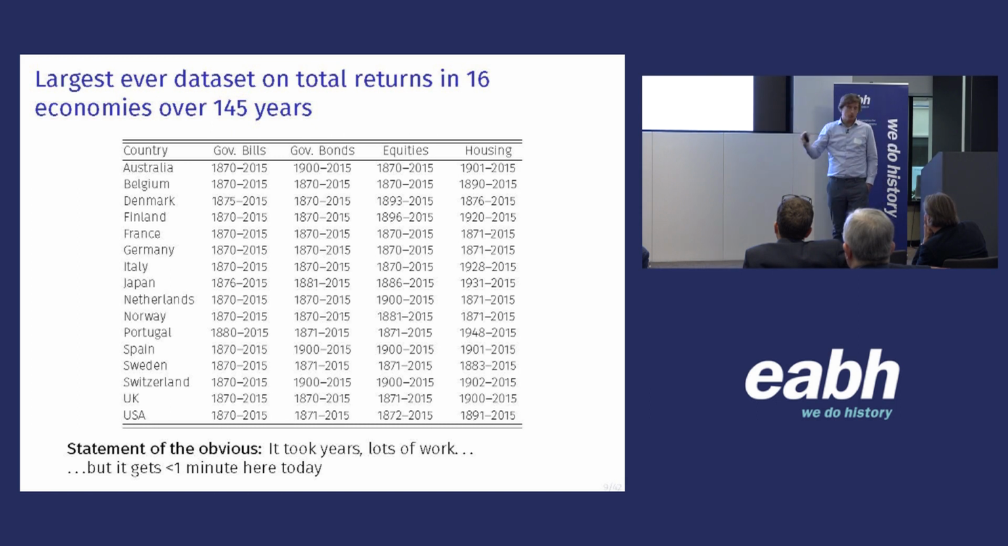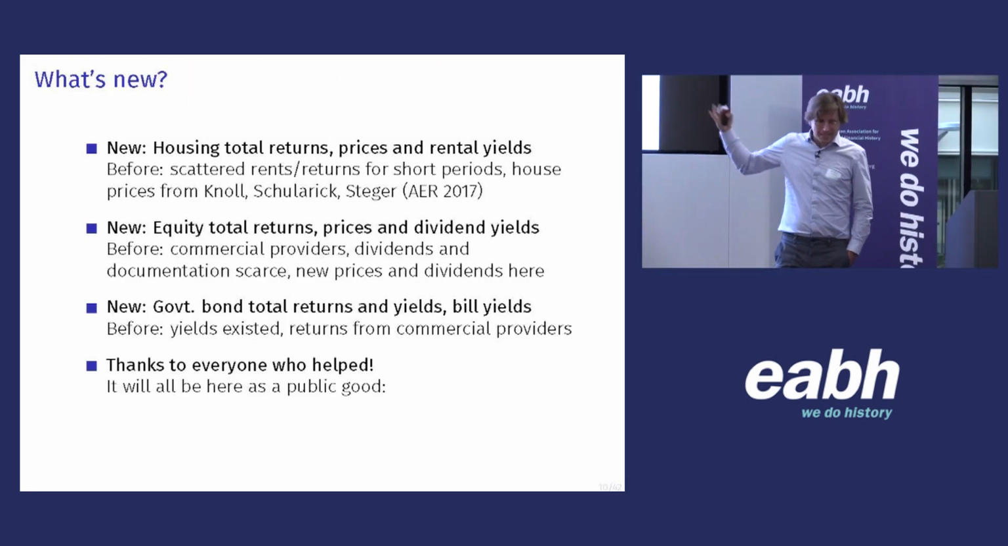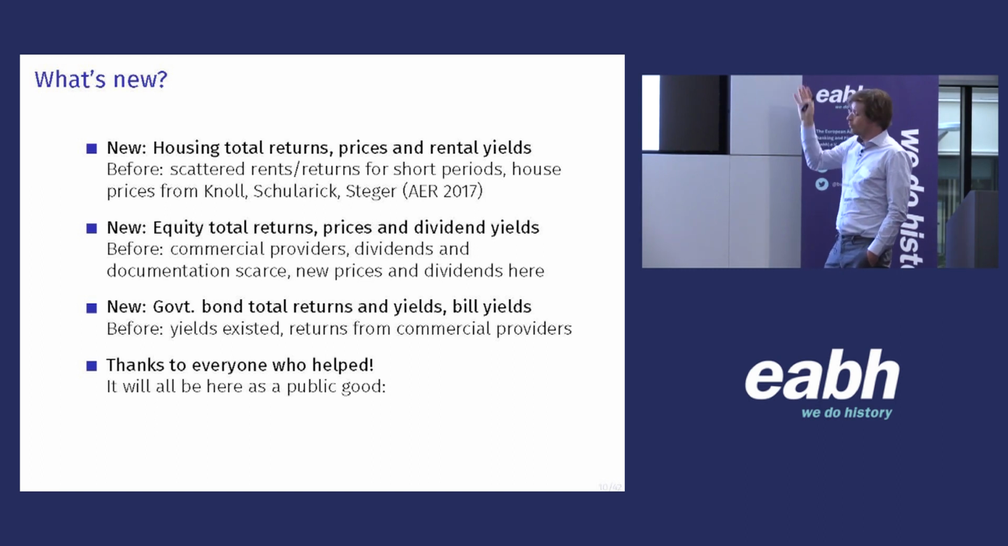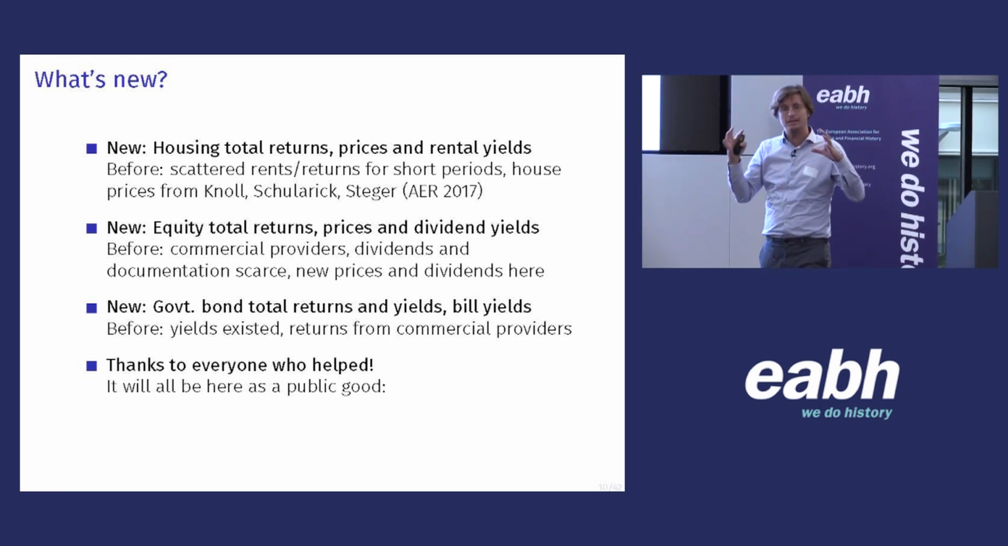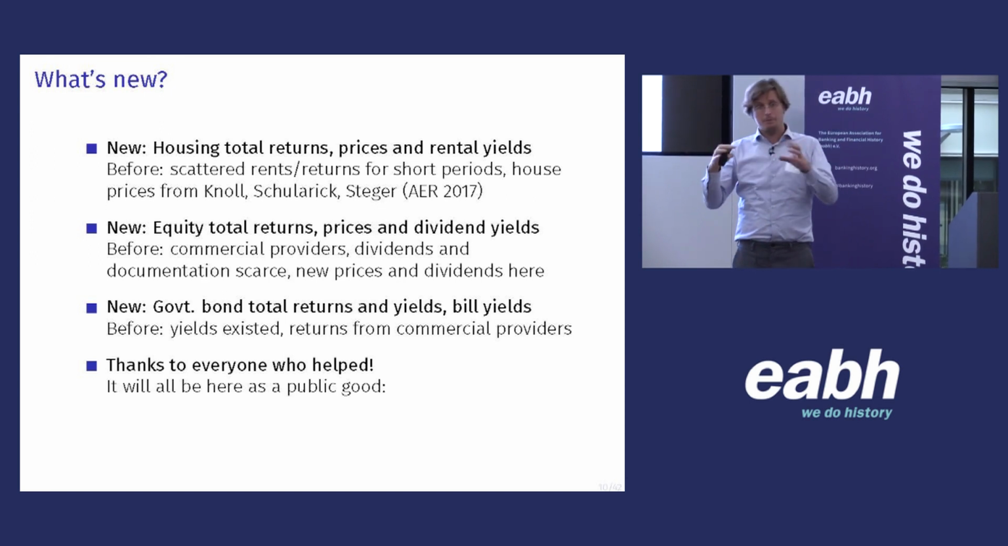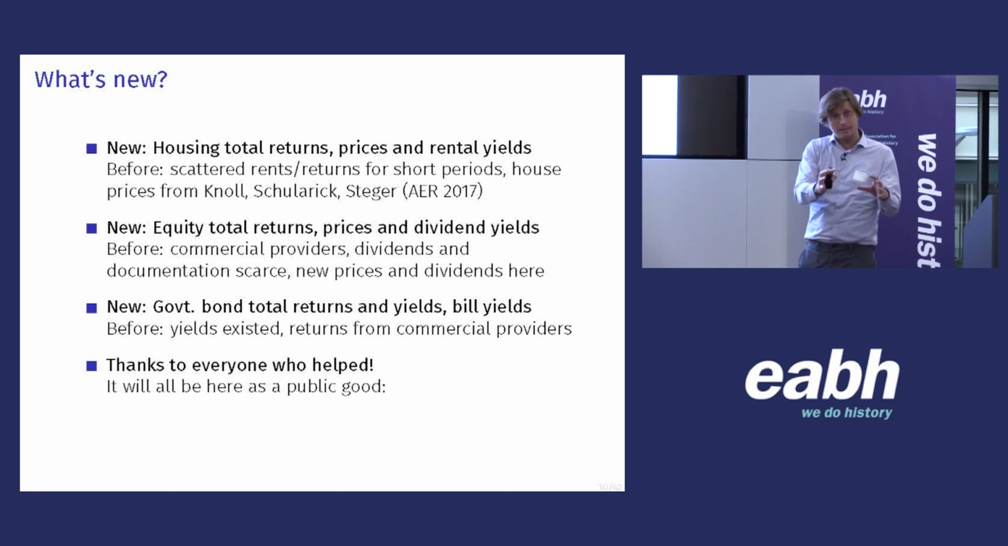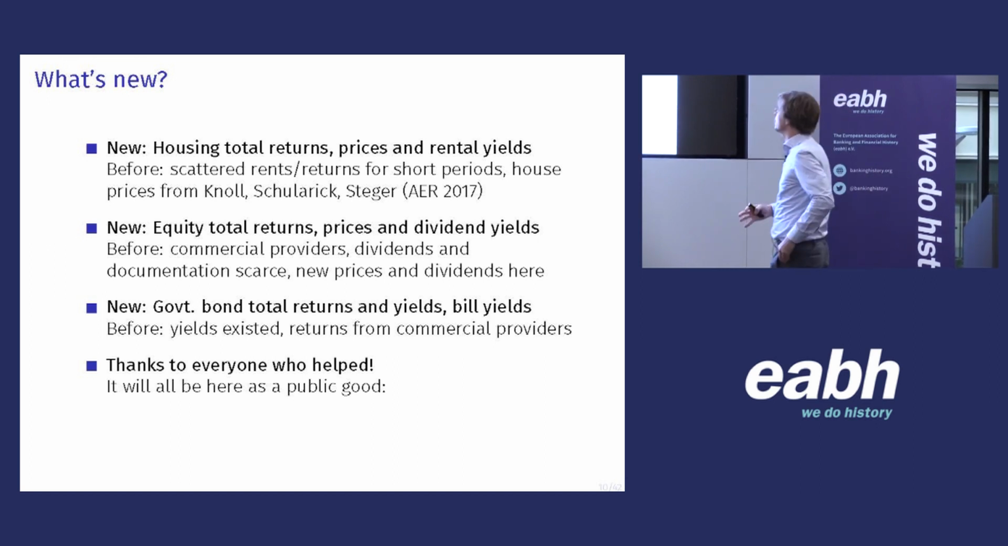Government bills are short-term, typically less than a year, typically 3-month government securities. In the early years of the sample, these can also be deposit rates of large commercial banks. What's really new here is the housing returns. I mentioned that before we had scattered house prices, but we didn't have total returns. So now we have both house prices and the rental component, so you get a total return on housing.